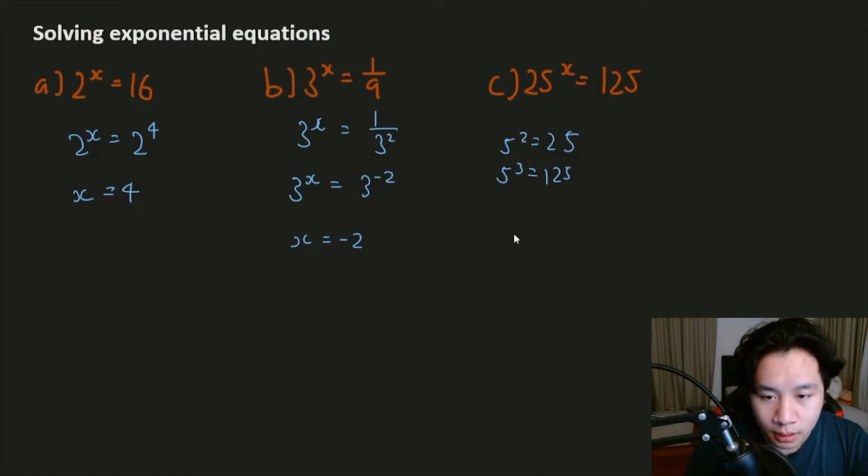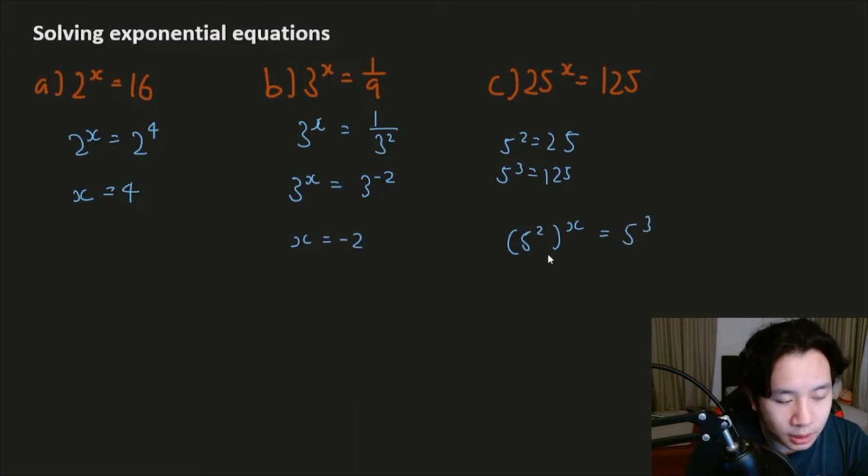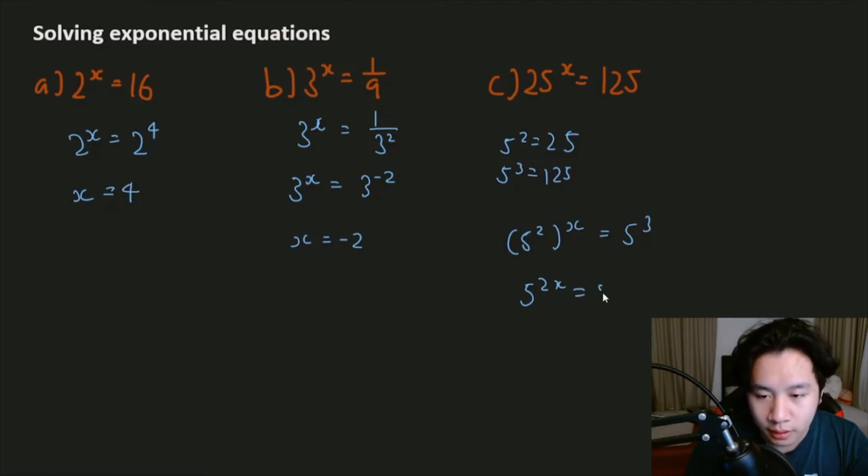So here's what I'm going to do. I'm going to rewrite this as this. So we know that 25 is just 5 squared, and it's to the power of x. And this is 5 cubed. Now, you should know from your index laws that if you have this, you just want to times the powers. So we have 5 to the power 2x is equal to 5 to the power 3. And so these two are equal to each other. So 2x is equal to 3. And so finally, x is equal to 3 on 2.